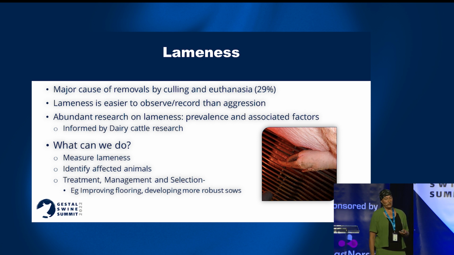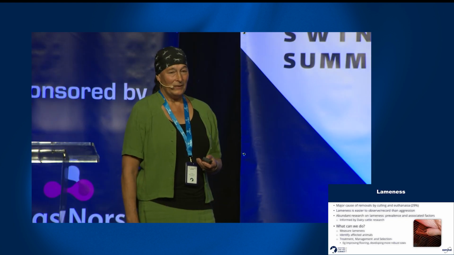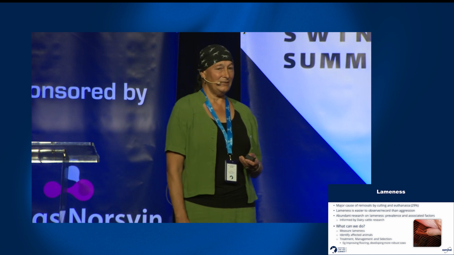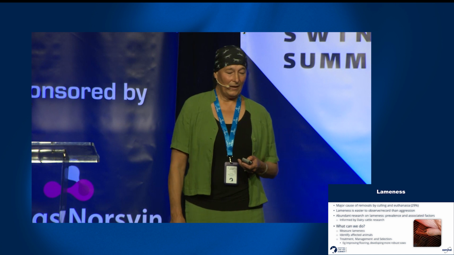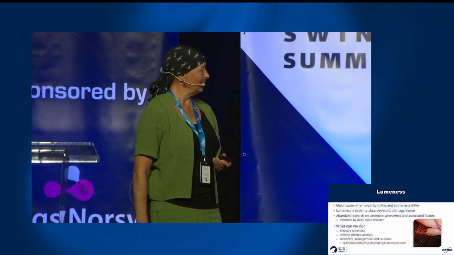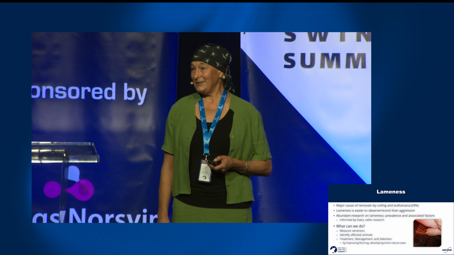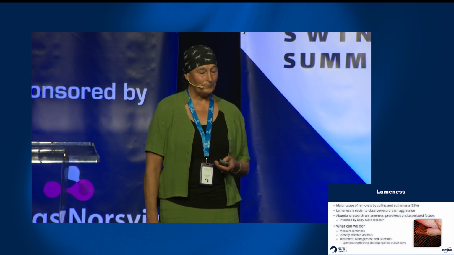We do have a lot of research on lameness, the prevalence and associated factors. Our solutions are often informed by dairy cattle research, although we can't implement some of the things that you can use with dairy cattle. Sows are a little bit more going to interact with their environment and manipulate it. So we'll talk briefly here about measuring lameness, identifying those affected animals, and then how do we treat them? I'll focus on flooring, and then obviously genetics is an issue there too.